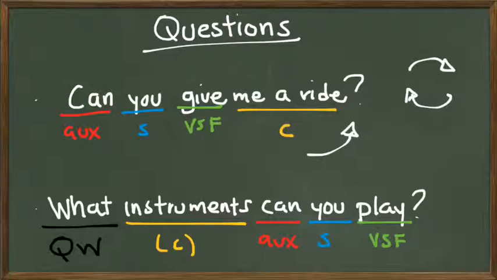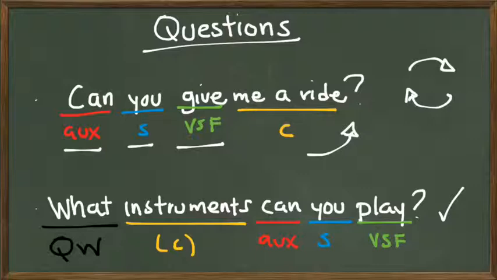And then we have our elements that we mentioned before, which is auxiliary can, subject you, verb in simple form give, and our complement, me a ride. And in the other one, which is for abilities, is what instruments can you play? What instruments can you play?